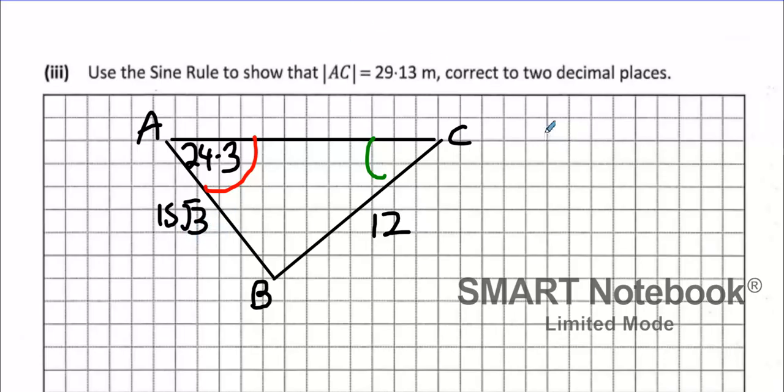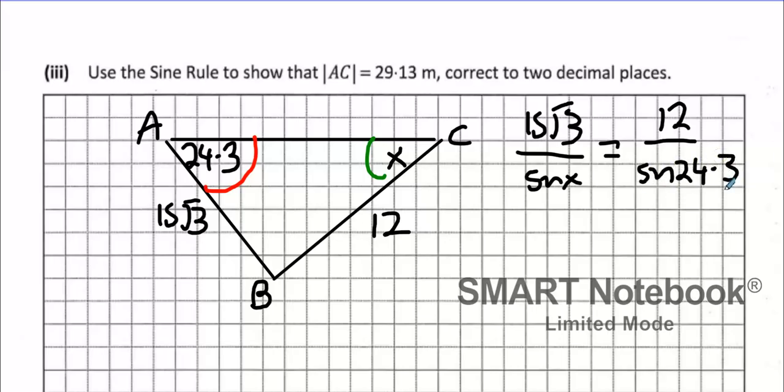Using the sine rule, what I'm going to say is, I'll call this sine x as well. I'll say 15 root 3 divided by sine x is the same as 12 divided by sine 24.3. I can turn them both upside down or move whichever way I want. I'll bring the sine x up to the 12. So in theory, it would be 12 sine x. Then I'll bring the 24.3 up to the 15 root 3.